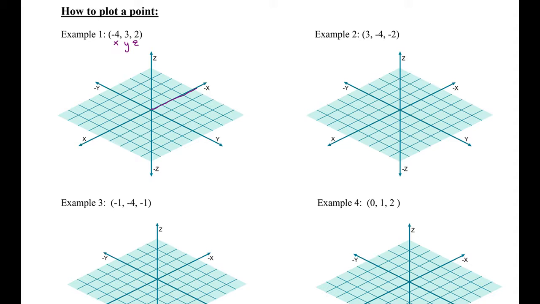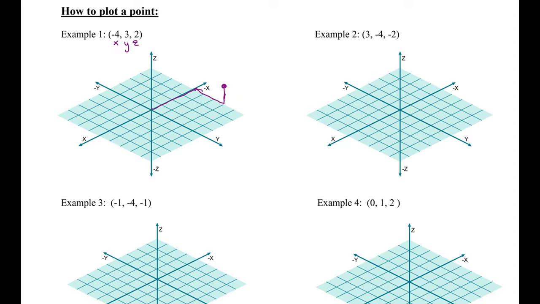Then the y is positive, so notice that your y-axis goes on a diagonal there. So I'm going to go over 1, 2, 3 in a positive y direction. Then I have z, which is a positive 2. Well, z is the axis that's going up and down, so I would go up 2. That point is where I plot my point. So your final answer is a single point.